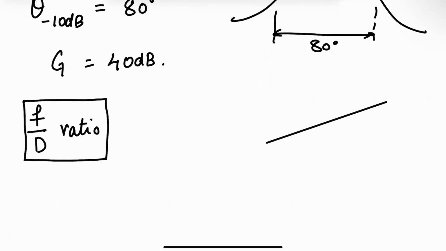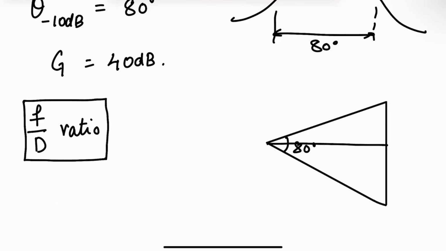Okay, so what do we have? We have a beam that has a beam width of about 80 degrees, and we want to find out, based on that, what the F over D is. I have my F, which is this, the source of my horn, and then this is my D, which is the diameter of my reflector.